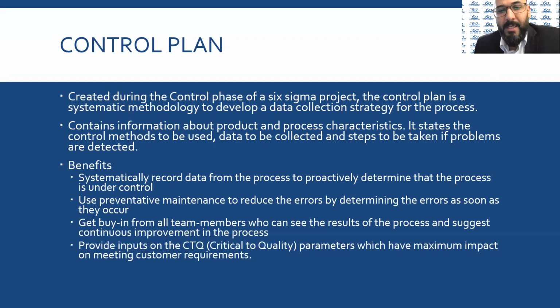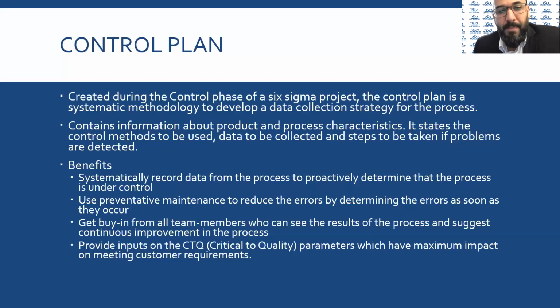Use preventive maintenance to reduce the errors by determining the errors as soon as they occur. So one of the benefits is to determine if there's any error, and if any error happens, we have to take care of it as soon as possible. And this is what we call preventive maintenance. Preventive maintenance is having a plan to maintain any issues, to solve any errors, and develop a solution for that.